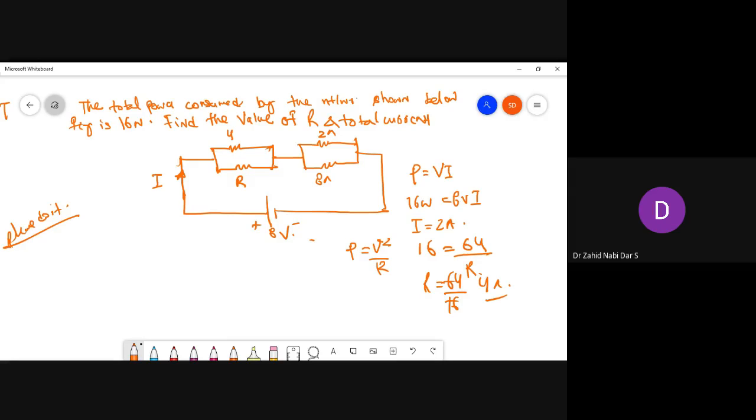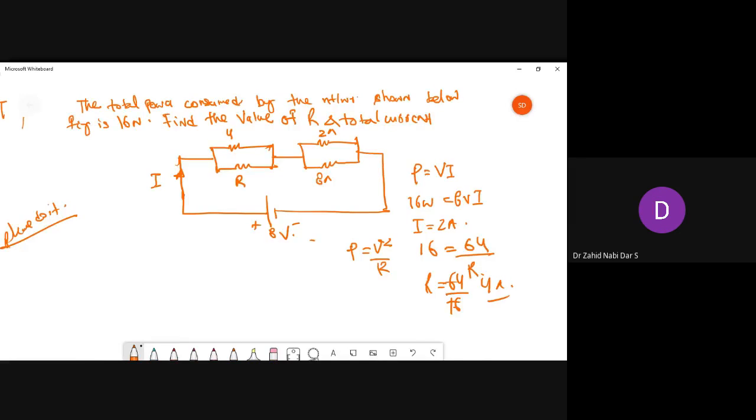Okay, one more question from the VTU examination that I'm giving you. This is a university exam question for your practice. Next page will do.